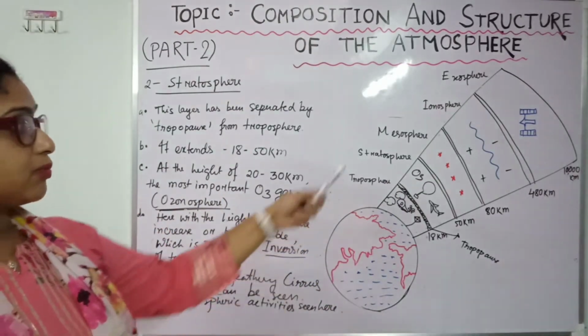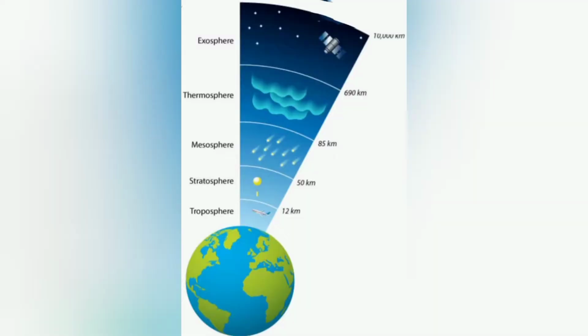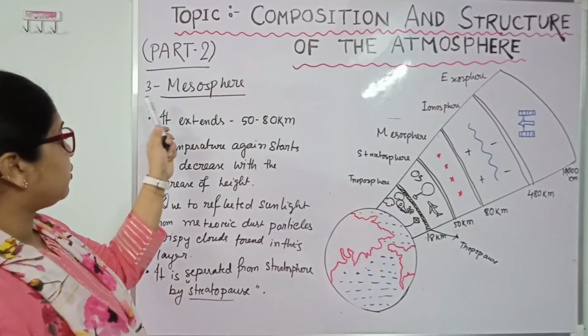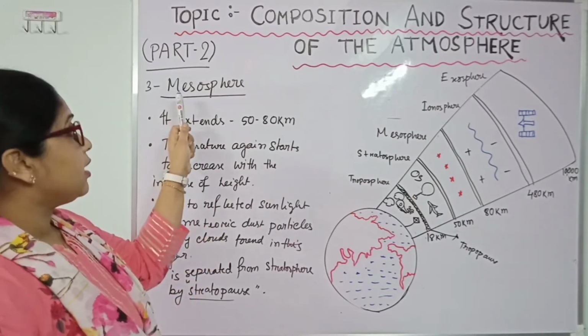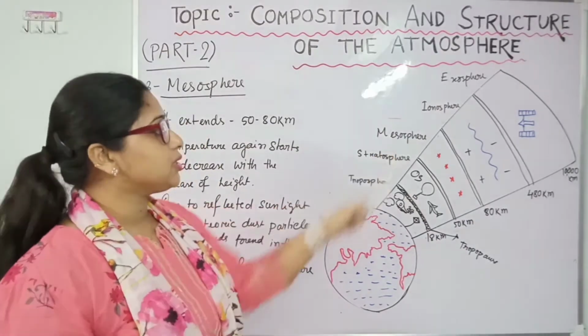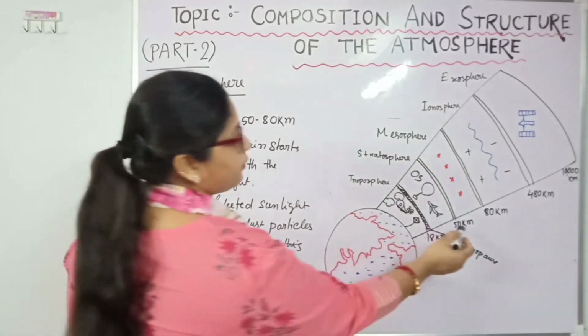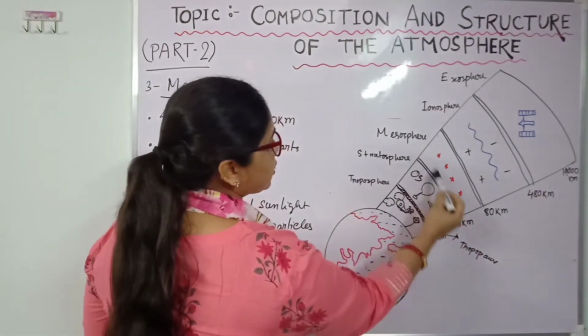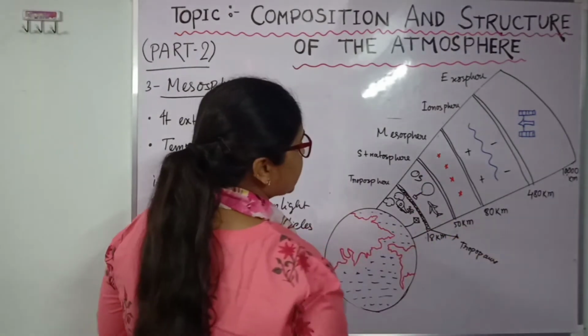Next we will get to know the mesosphere. Students, we are going to learn about this mesosphere layer. The mesosphere is just above the stratosphere, and it extends from 50 to 80 kilometers.